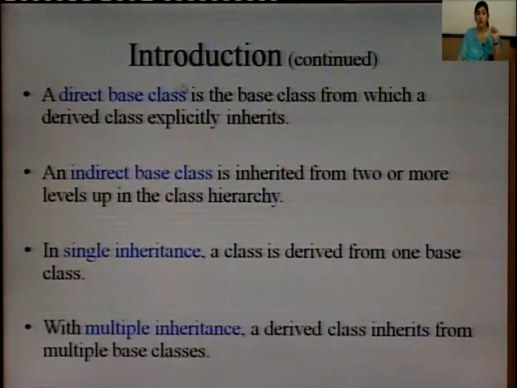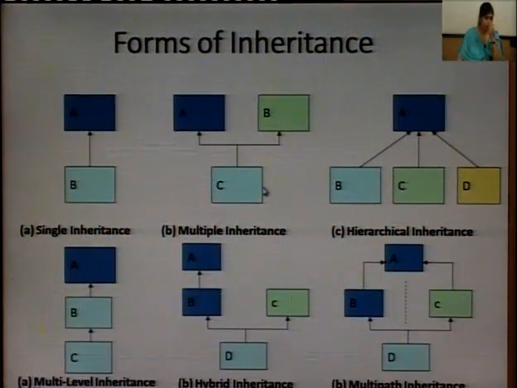Now, a direct base class is the base class from which a derived class explicitly inherits, and an indirect base class is inherited from two or more levels up in the class hierarchy. With single inheritance, a class is derived from one base class, and with multiple inheritance a derived class inherits from multiple base classes. This will be all clear to you from this diagram.